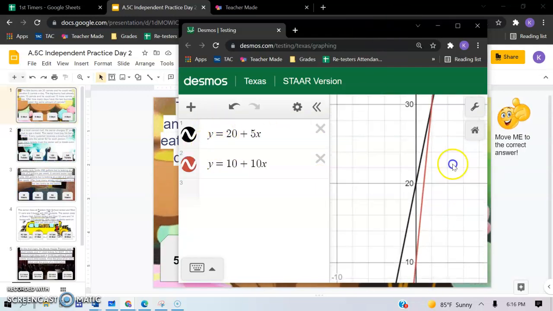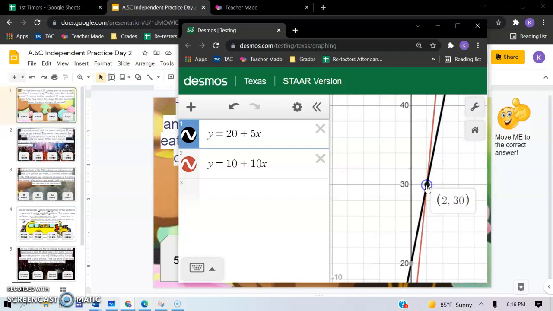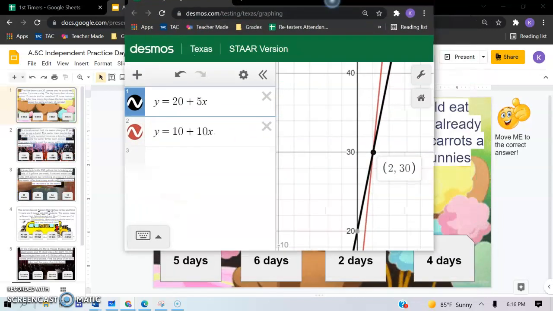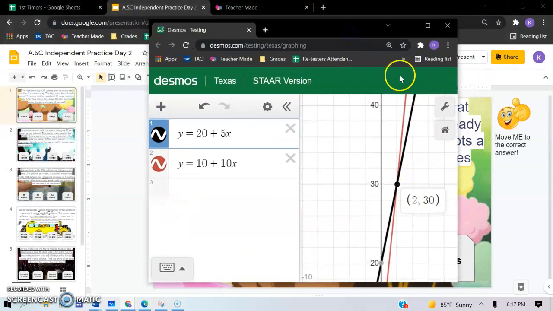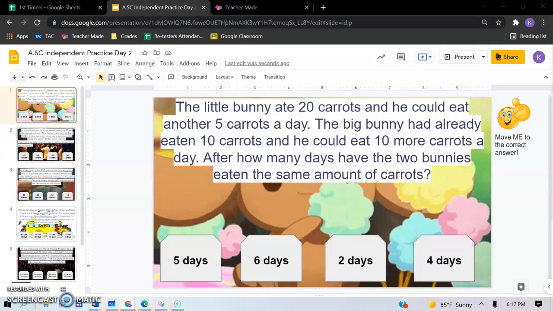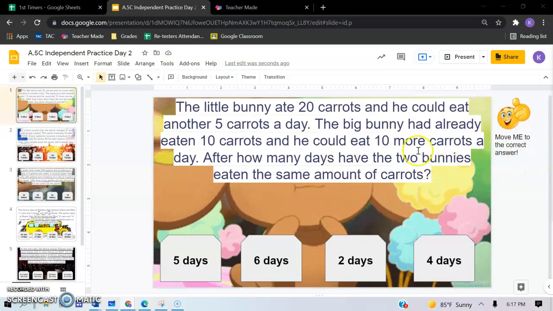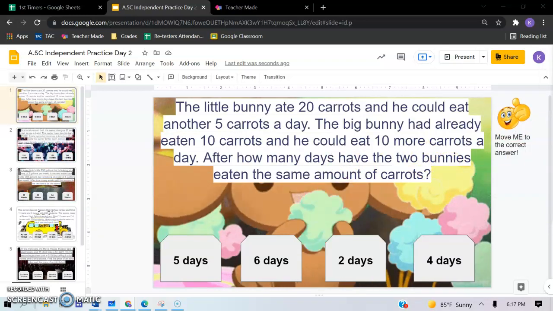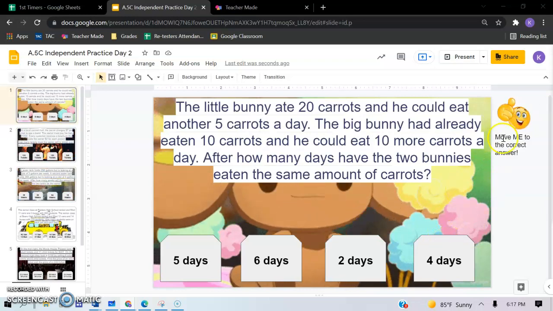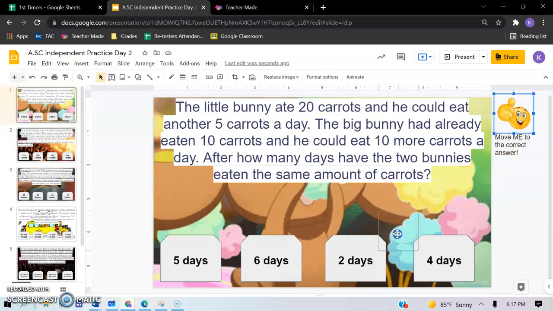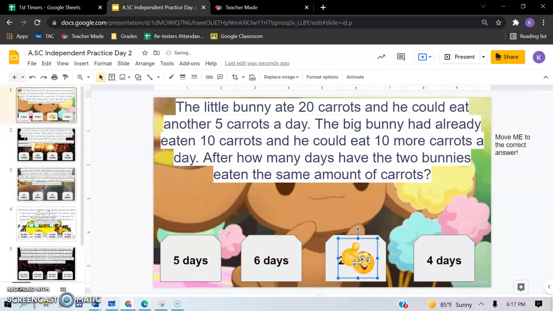So let's find out where they cross. Right here. So again, X is a day. So after 2 days, they will both have eaten 30 carrots. So let's find our answer here. And it's asking for how many days will the 2 bunnies have eaten the same amount, which in this case is 2. And it says here, this one moved me to the correct answer, and that one is it.